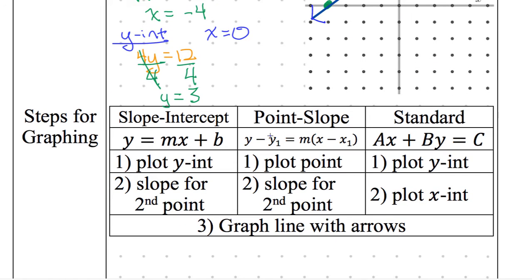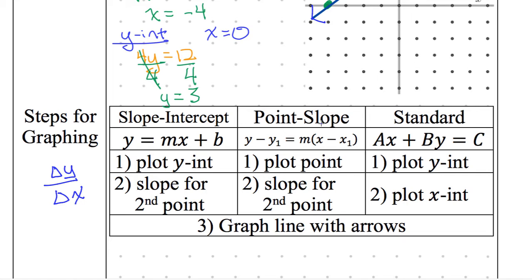All right. So again, I have this table of steps for graphing. Slope-intercept form, we know how to do that. You have y equals mx plus b. You plot the y-intercept first, and then you use the slope to graph the second point, knowing that the slope is delta y on the top, delta x on the bottom. You use the slope to say you go right this amount, and then you go up or down this amount. That's what I mean by using the slope for the second point.